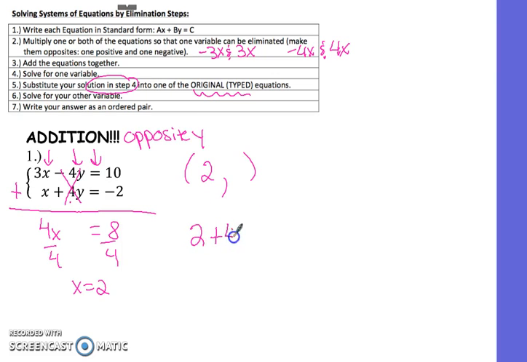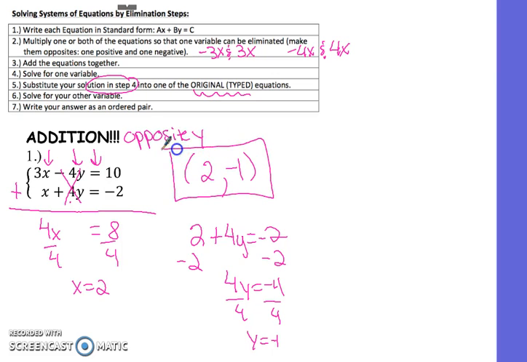So 2 plus 4y equals negative 2. So I'm going to subtract 2 from both sides to get 4y equals negative 4. Divide by 4, and y equals negative 1. So your final step is to write it as an ordered pair. And you remember, you can always go back and check by substituting it in.